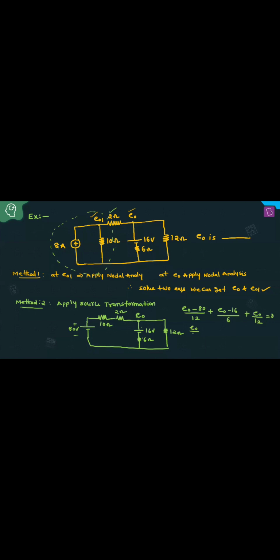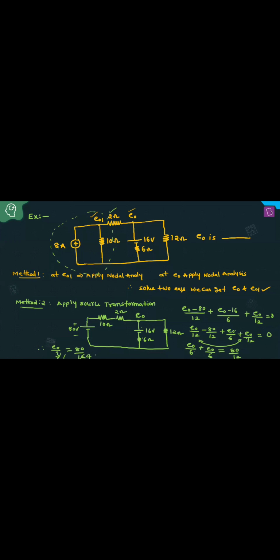This is E naught by 12 minus 80 by 12, plus E naught by 6, plus E naught by 12, equal to 0. E naught by 12 plus E naught by 12 is E naught by 6, and E naught by 6 plus E naught by 6 is 2 E naught by 6, that is E naught by 3. This is equal to 80 by 12.